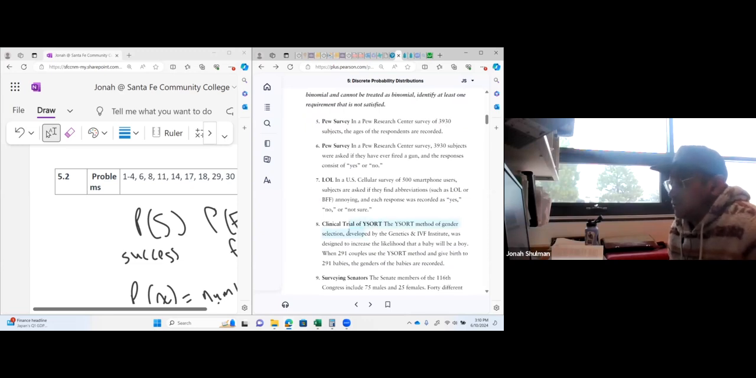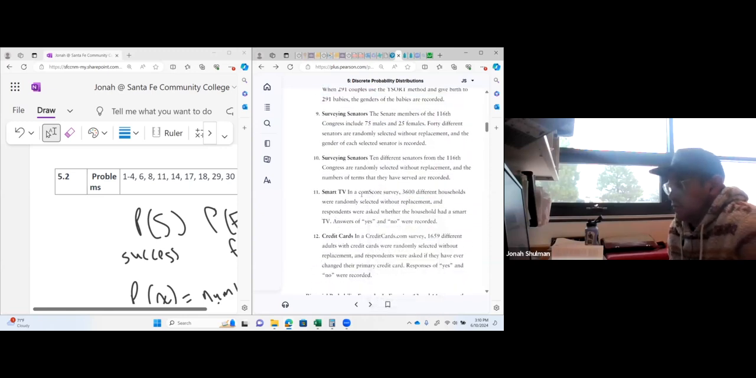In a clinical trial, the Y-sort method of gender selection developed by geneticists was designed to increase the likelihood that a baby will be a boy. When 291 couples used the Y-sort method and gave birth to 291 babies, the genders of the babies were recorded. I think this one's true. Why do I think it's true? It's gender selection. Yes or no? We have 291. The genders are recorded, and it's going to be 50% each time. So I believe 6 and 8 are true.